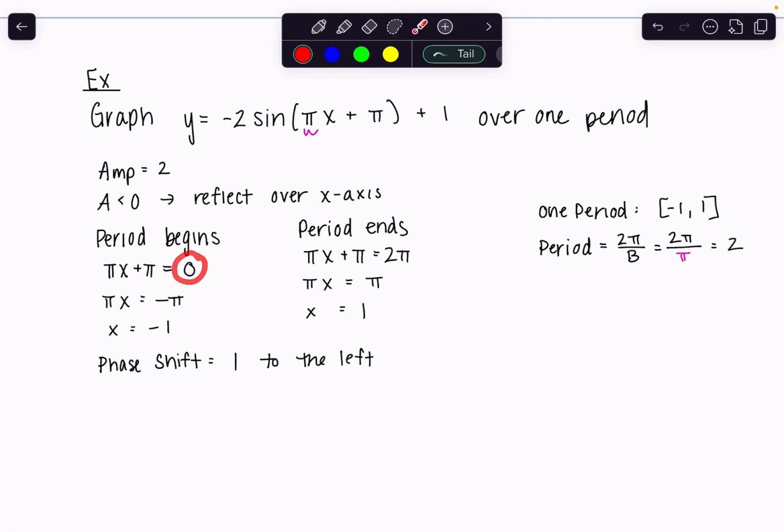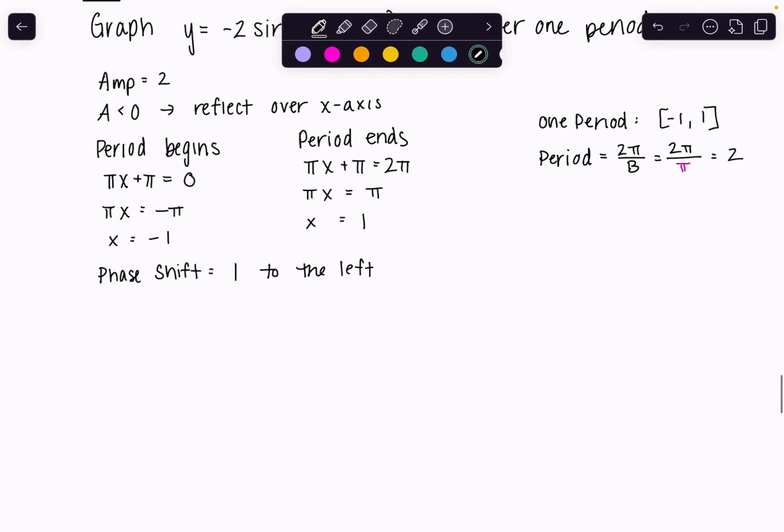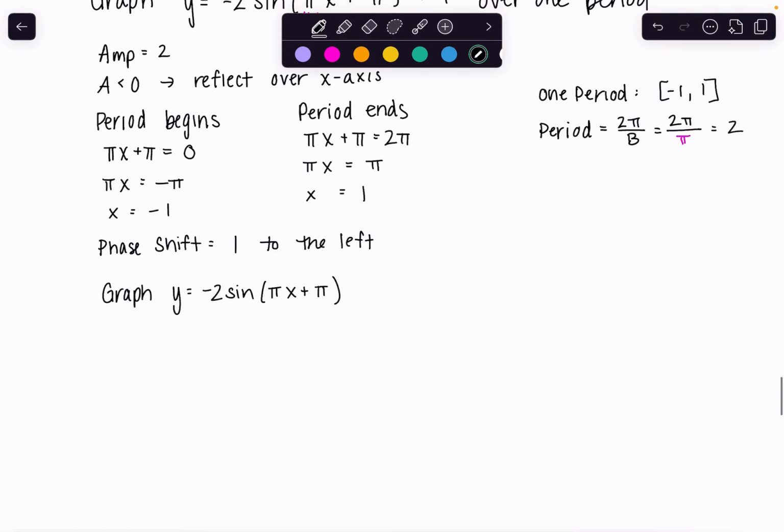Your original value is 0. It's now starting at negative 1, so it's moving to the left. Okay. So I have everything I need to graph this expression, ignoring that transformation. Then we'll go ahead and take care of that reflection, and then we'll take care of the shift, okay? So starting out, we're going to graph y equals -2 sine of pi x plus pi first, okay?